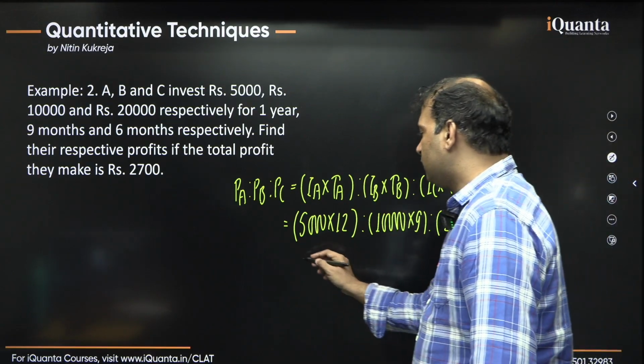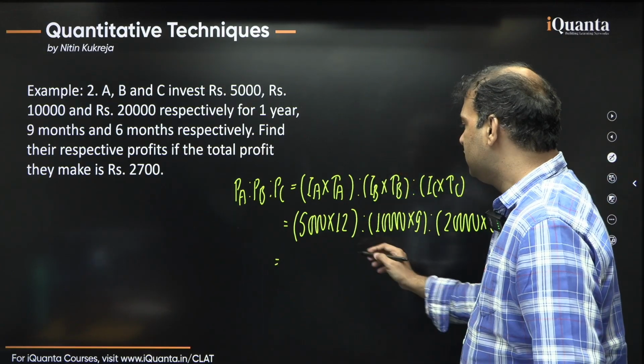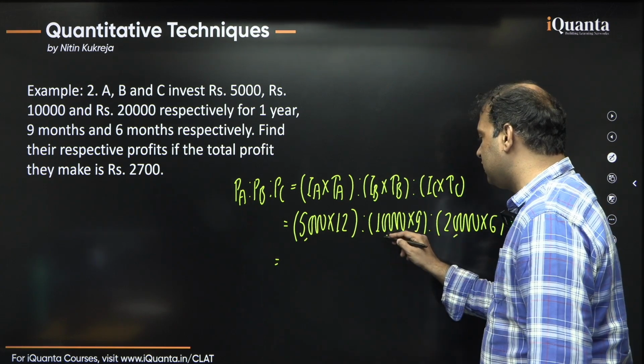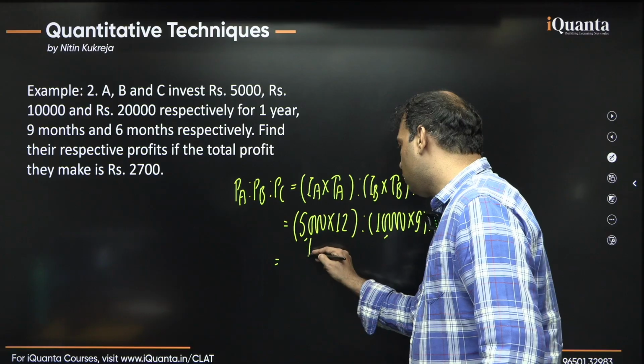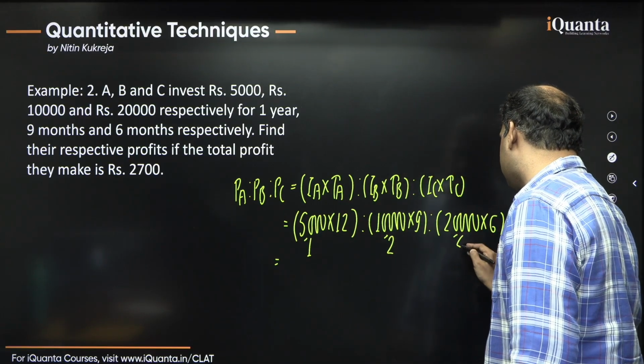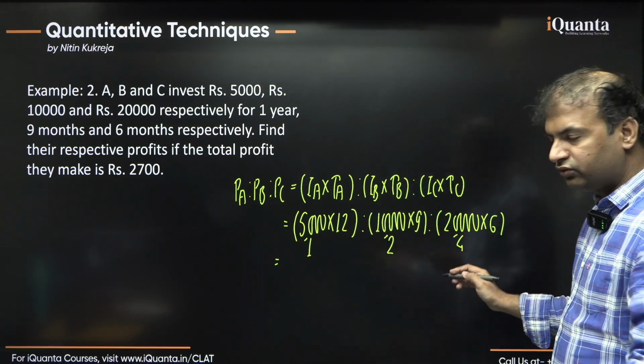That's it. Now we'll find the ratio of them. All right guys, so 5,000, 10,000, 20,000. Again, 5,000 is common, so it should be 1 is to 2 is to 4, right? Now in this, 6, 9 and 12, 3 is common, right?